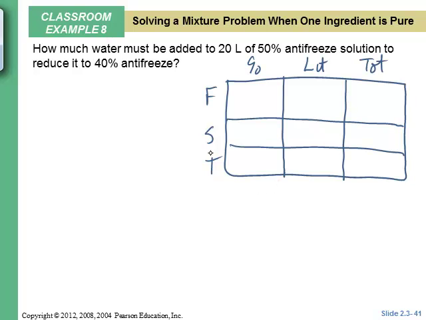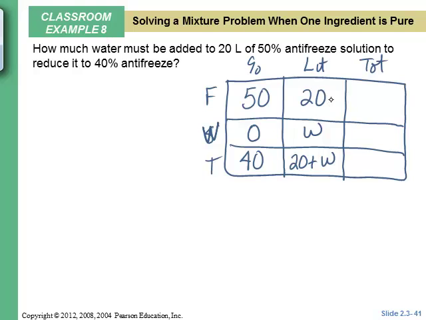How much water? Let's call this W then instead of the second, because the first one is 50% antifreeze. The second one is 0% antifreeze because it's totally water. The total is 40%. It says must be added to 20 liters. So we're looking for W here. And this would be 20 plus W.